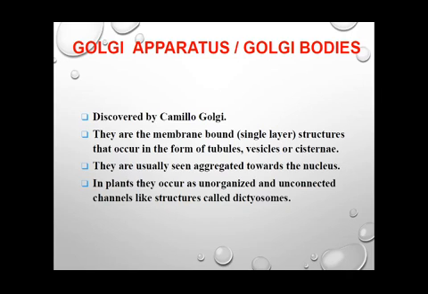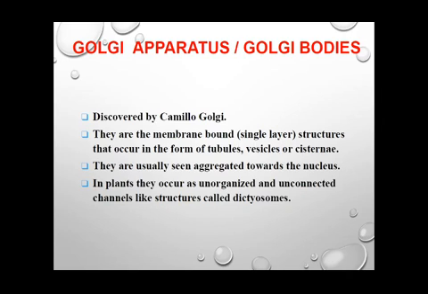The Golgi body was discovered by Camillo Golgi and has the name Golgi bodies or Golgi apparatus. Just like the endoplasmic reticulum, Golgi bodies are also membrane bound structures. A single membrane is present and they occur in three forms: tubules, vesicles or cisternae. We will see it in the next slide in the form of a diagram.